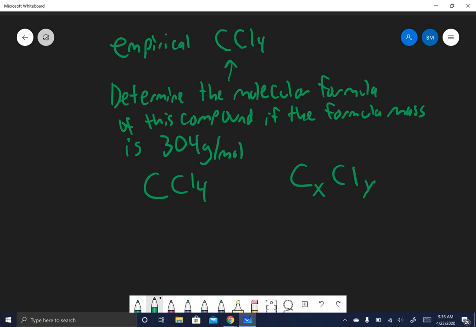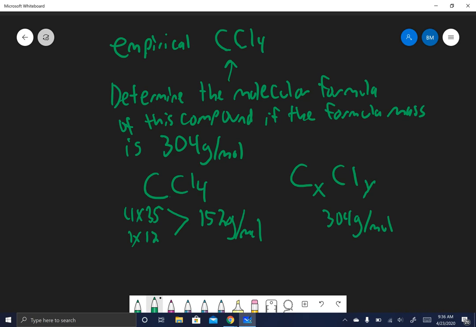Now, why does that work out? Here's why. If I take 1 carbon and 4 Cl's and add that together, Cl is 35, so it's 4 times 35, and then 1 times 12. 35 times 4 is 140, plus 12, that's 152 grams per mole. I know this here is 304. The question told me that. So my empirical is 152.